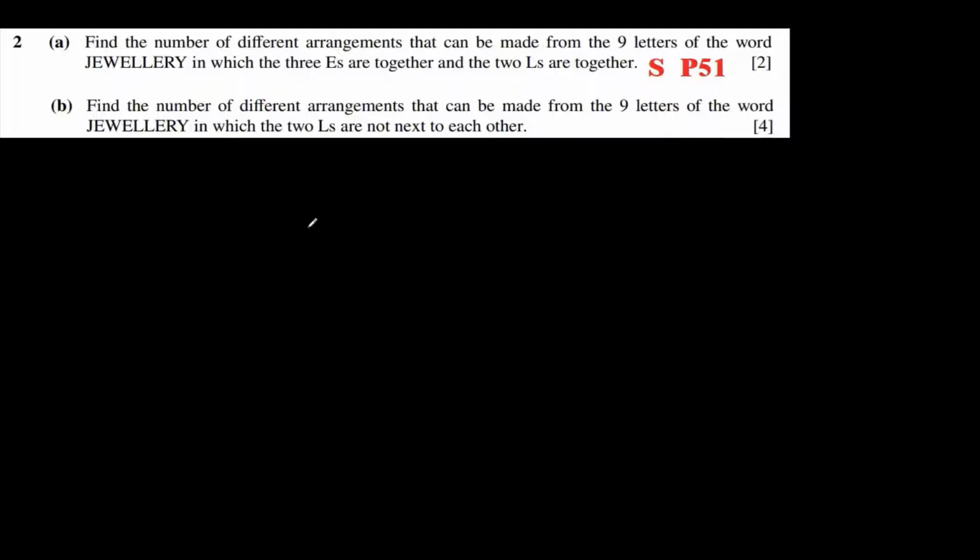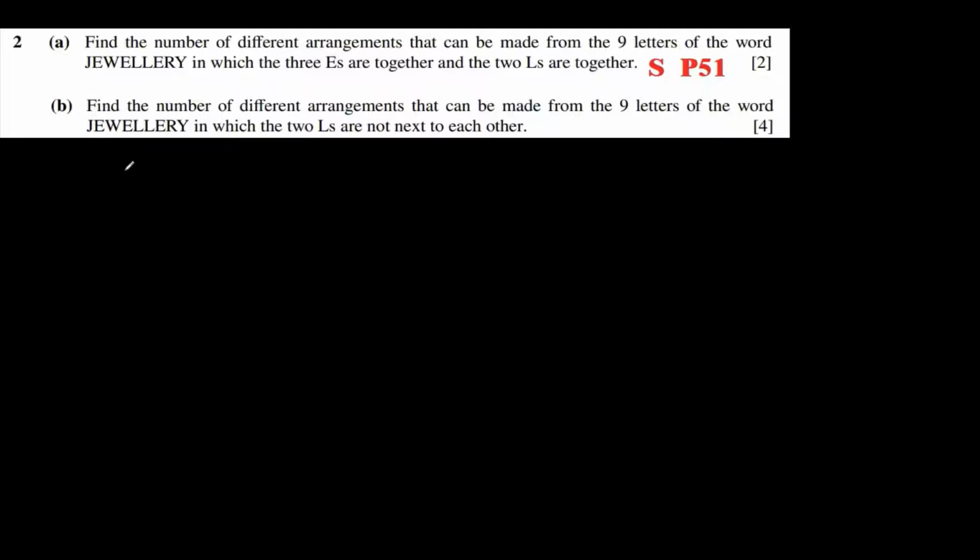This one is question number 2 from summer 2020, paper 51. Here they say that there is a word jewelry which has 9 letters, and we want to find the number of different arrangements that can be made in which E's are together and L's are together.